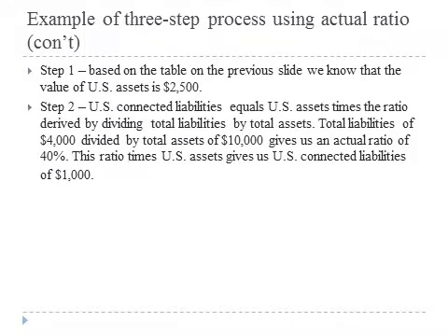Step 2. U.S. connected liabilities equals U.S. assets times the ratio derived by dividing total liabilities by total assets. Total liabilities of $4,000 divided by total assets of $10,000 gives us an actual ratio of 40%. This ratio times U.S. assets gives us U.S. connected liabilities of $1,000.